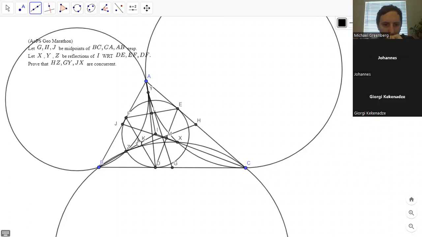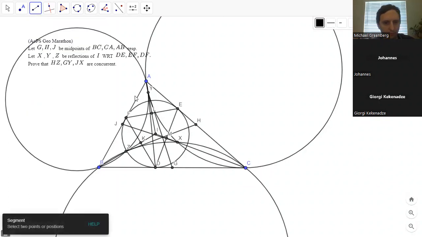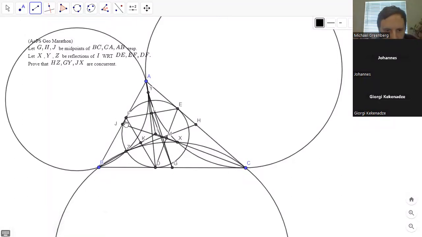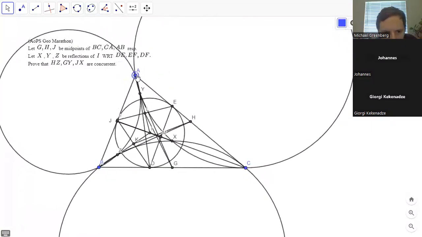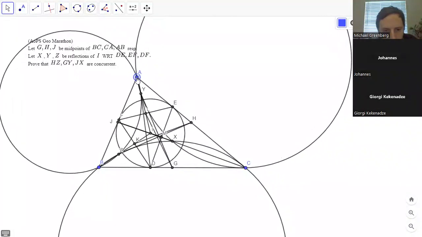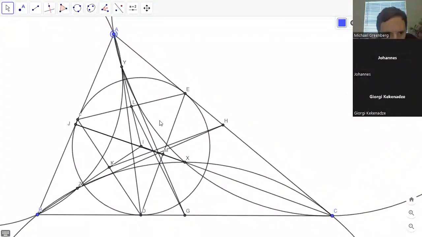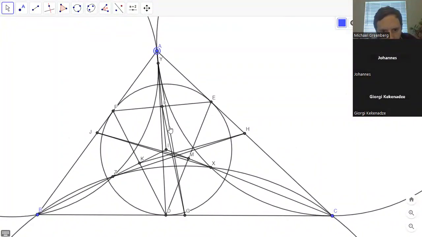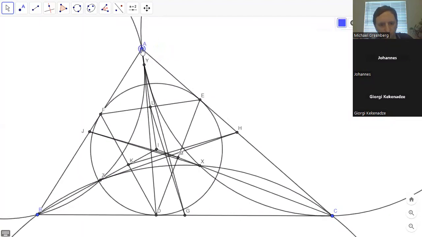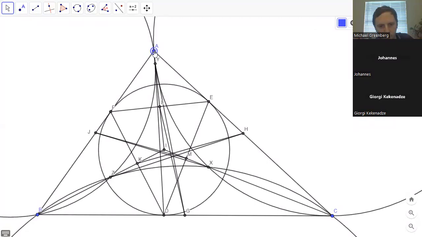I wonder if GL, HK, and JM are concurrent. GL, JM, and HK. It's hard to see. I think so. So GL, HK, and JM. It looks like those are concurrent. That might be, maybe that's the Cevian nest theorem. Let me think about that.